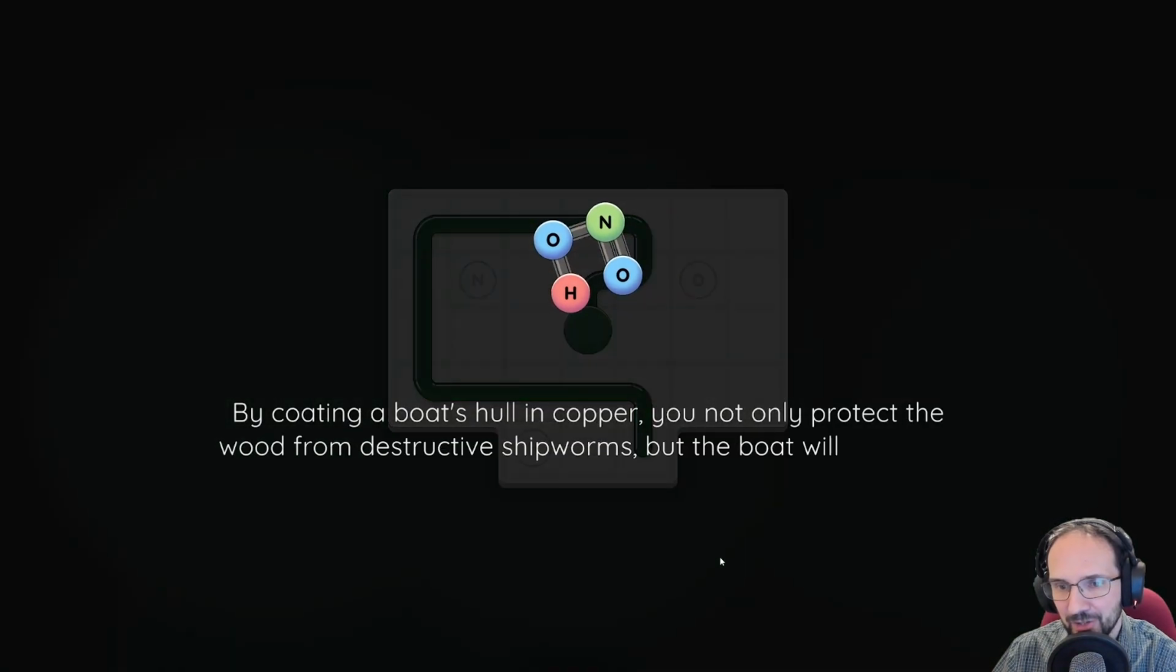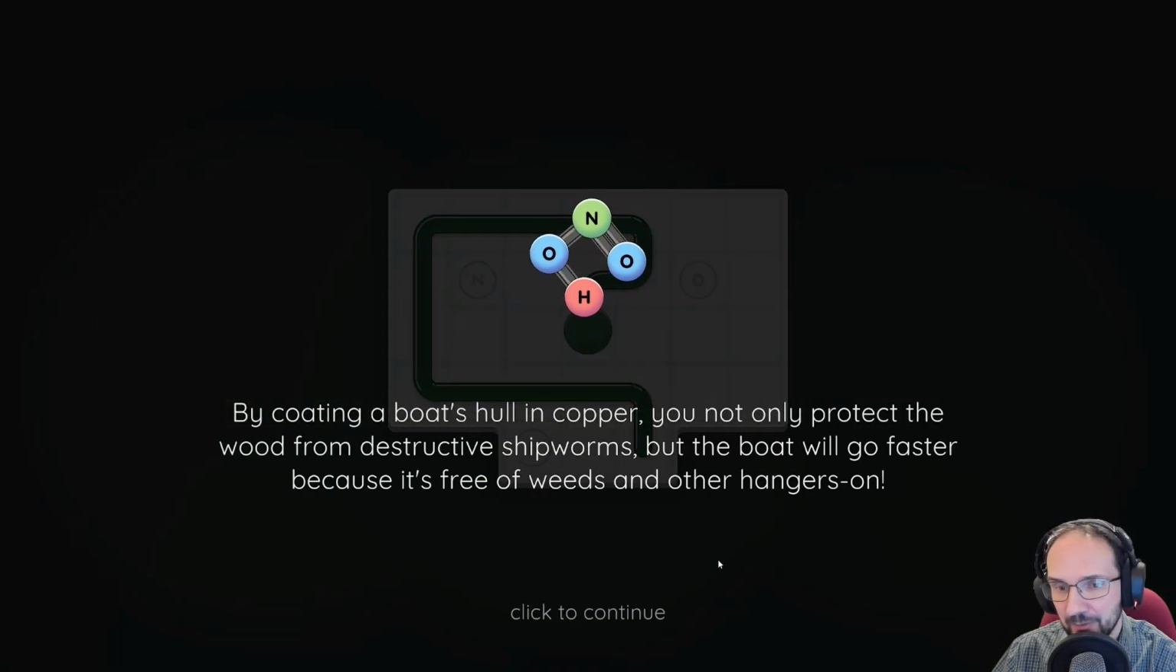Okay. By coating a boat's hull in copper, you not only protect the wood from destructive shipworms, but the boat will go faster because it's free of weeds and other hangers-on.